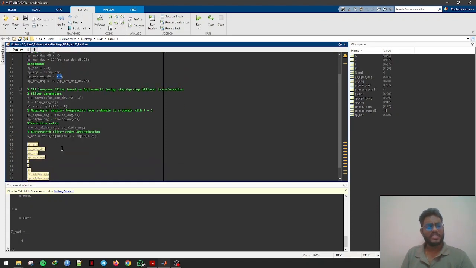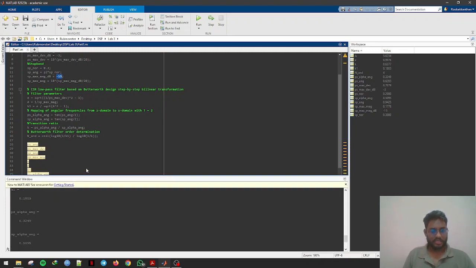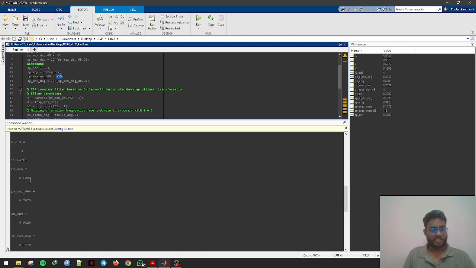And calculating the transition ratio, K, derived as the ratio of PS alpha angle and SP alpha angle. This ratio represents the amount of attenuation required in the transition from the pass band to the stop band, computing the Butterworth filter order. So, for example, I will run the program. For the calculation, here is the PS angle 0.628, PS max respectively for each one, SP max and E, A, K1, PS alpha N and SP alpha N, and also N. N is equal to 4.